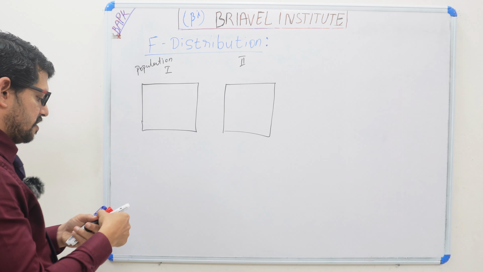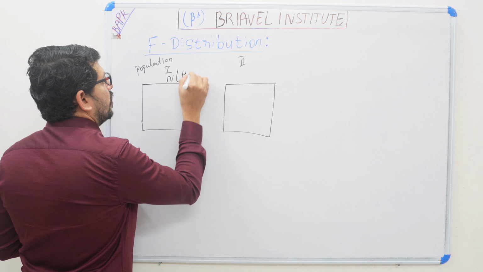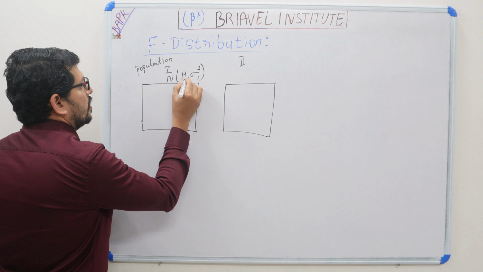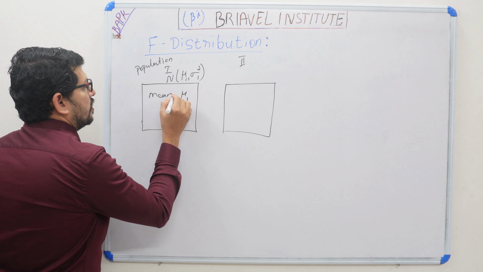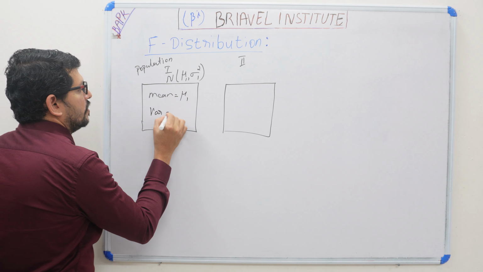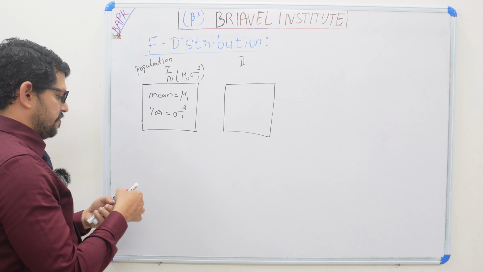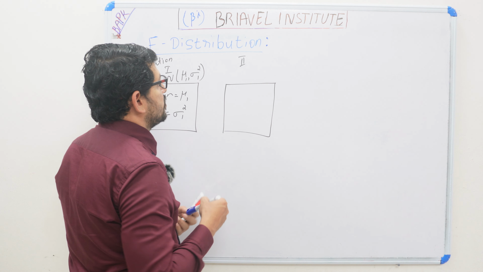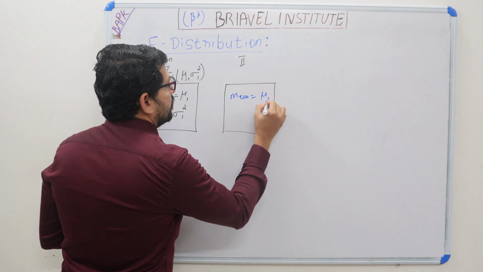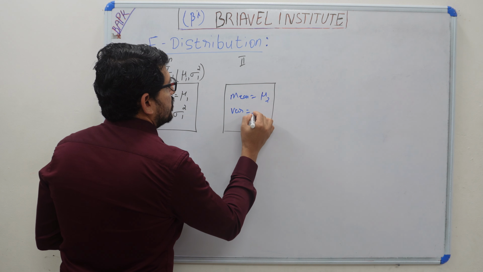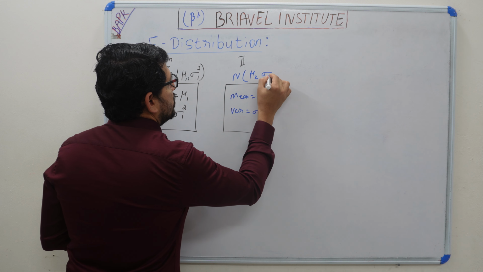This population is a normal distribution, with mean mu1 and variance sigma 1 square. Here the second population also follows a normal distribution, so mean is equal to mu2 and variance is equal to sigma 2 square. So we can write it as a normal distribution of mu2 and sigma 2 square.